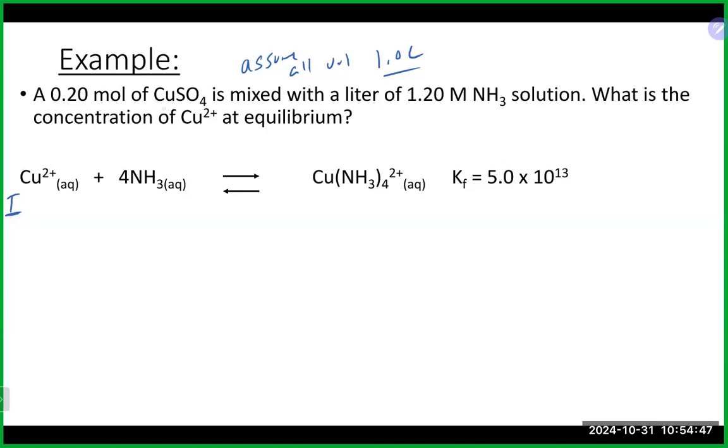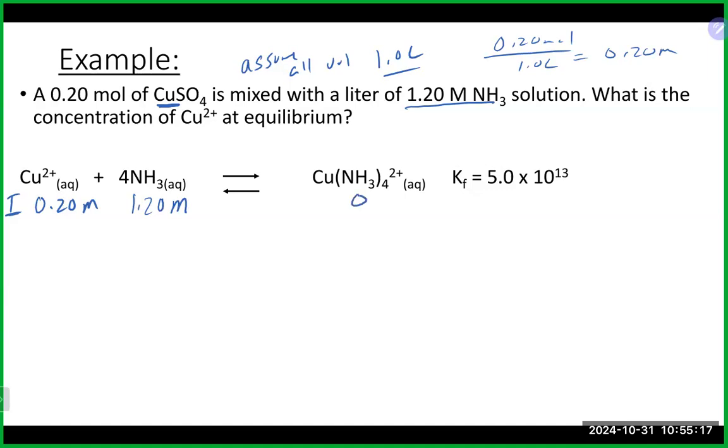So the copper 2 is all going to come from the copper 2 sulfate. If I have 0.2 moles of it, and I'm going to assume that the volume is 1 liter, that will give me 0.2 molar as my starting amount for my copper 2 ion. Same thing with my ammonia. I'm going to assume again that it is 1 liter, which will give me 1.2 molar as well. And we will have 0 here.